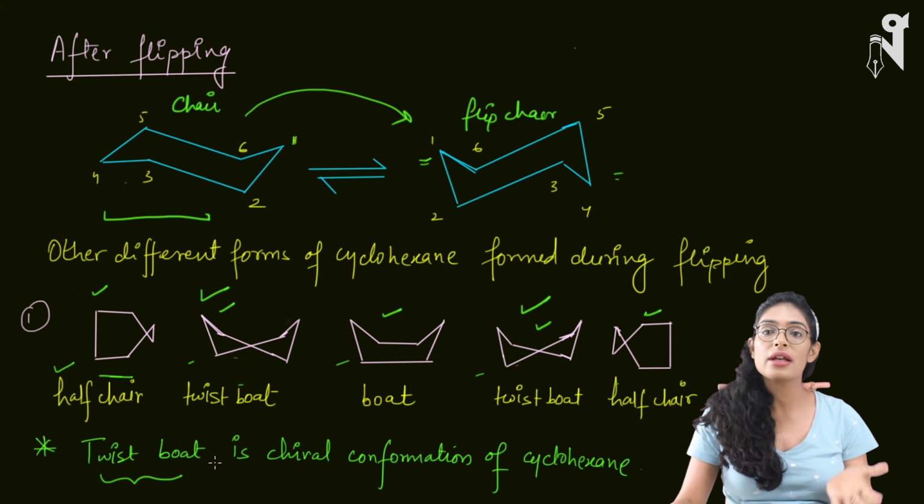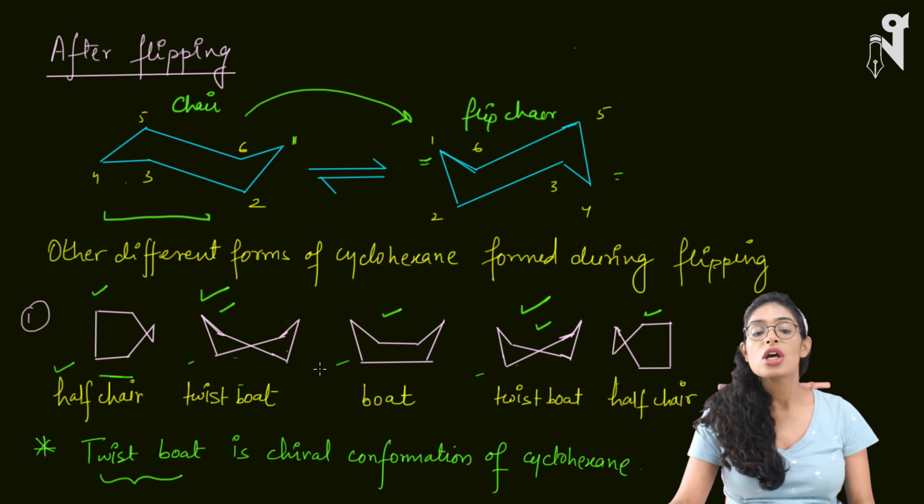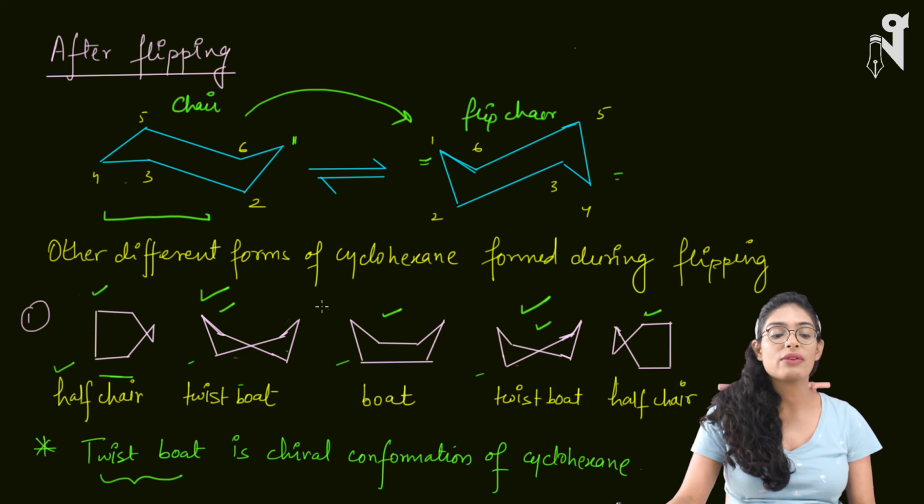So how is it chiral? Look at it. These are mirror images of each other. Though mine doesn't look like a mirror image, they are exactly mirror images of each other, non-superimposable mirror images. Okay. So that's the reason why we call it a chiral conformation. Okay, and this is a very important question for the competitive exams.